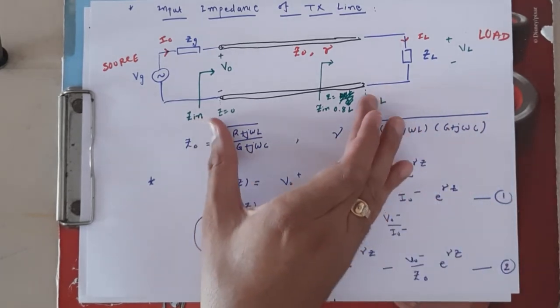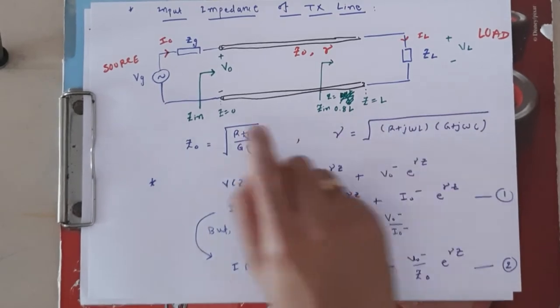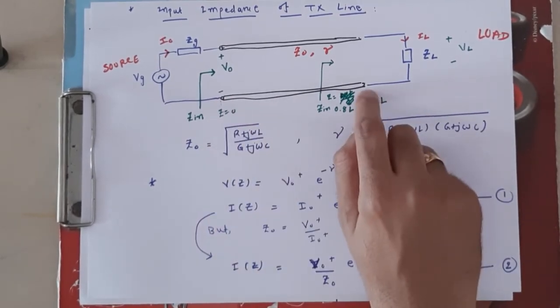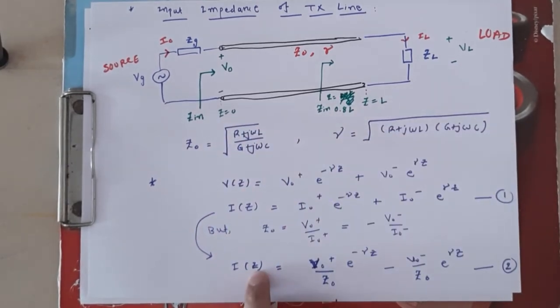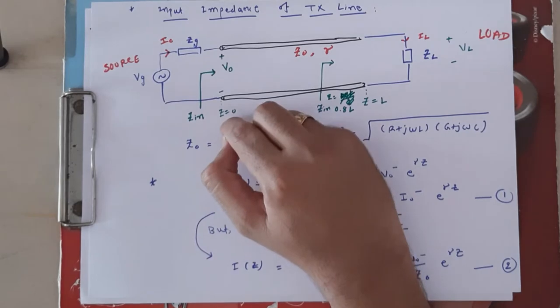So what is the total length of the line? The total length of the line is L. Here is the starting point of the line and this one is the ending point of the line. So Z is equal to 0 to Z is equal to L. So it's a Z axis. Similarly, this one is also Z, that means a Z axis. It indicates the axial length of the line. At Z is equal to 0 there is a characteristic impedance Z0. Clear? Okay, so at Z is equal to 0.